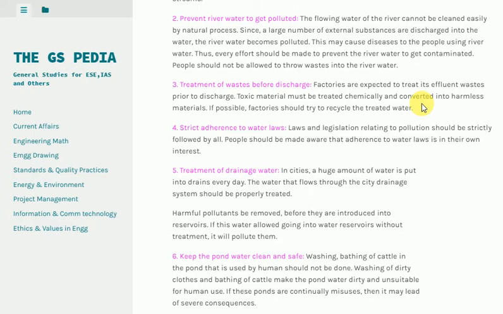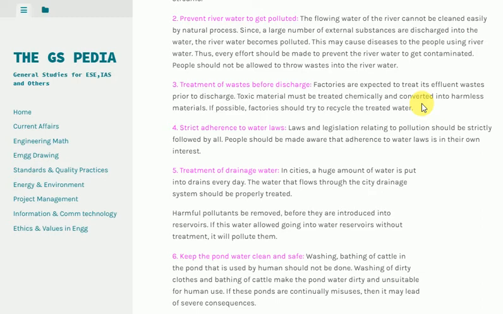3. Treatment of wastes before discharge. Factories are expected to treat their effluent wastes prior to discharge. Toxic material must be treated chemically and converted into harmless materials. If possible, factories should try to recycle the treated water.